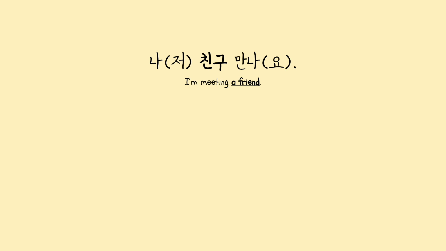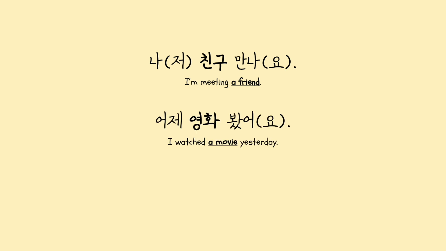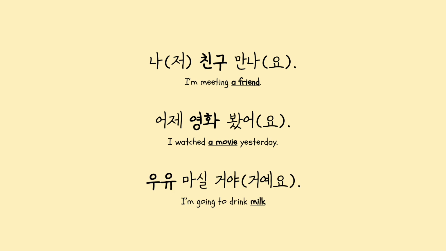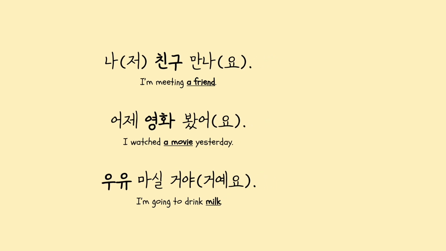나 친구 만나. 어제 영화 봤어. 우유 마실 거야. Sentences which don't indicate how many or how much mean one friend, one movie, and one glass of milk. And if you want to clarify or emphasize that you mean one, then you need to do two things. First, you need to change 하나 to 한, and then add a counting unit.